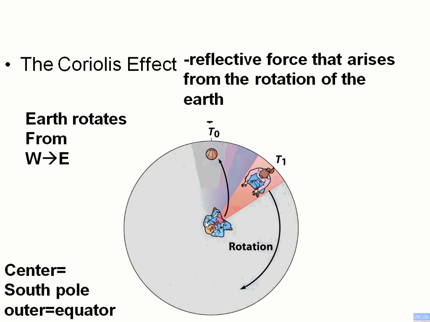And so due to land masses, a lot of the oceanic patterns we see, or currents, are going in a counterclockwise direction in the southern hemisphere. In the northern hemisphere, they're moving in a clockwise direction. So it's just a reflective force because of the Earth's rotation from west to east.